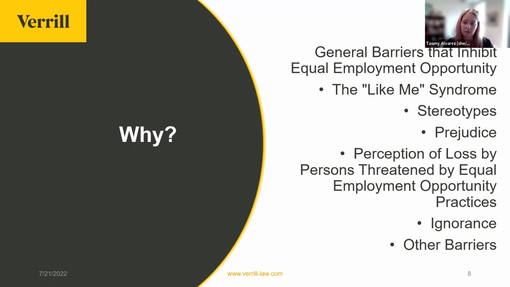And this list of 7 different kinds of concepts is really important in my mind. The first one is one that we talk about a lot. It's the like-me syndrome, okay? It's human nature that people like to associate with other people who are like themselves because it enhances their comfort level and their working relationship.